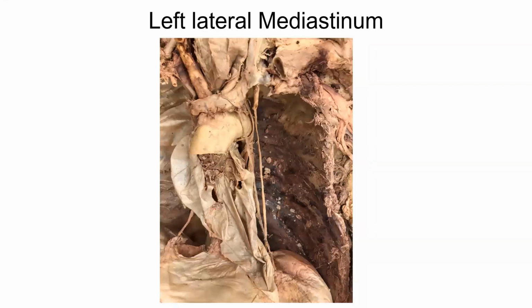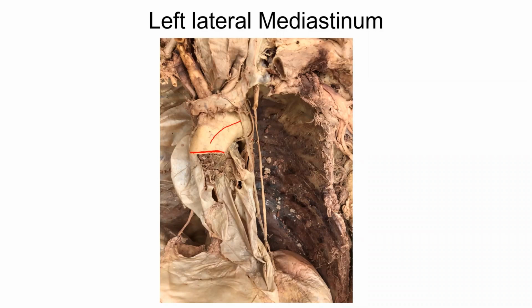So another view here, we're looking at the posterior mediastinum, but from a left lateral position where the heart has been removed, and we can see the remnants of that pericardial sac here. We can also see the cut surface of the arch of aorta. So here's that cut surface of the aorta. Here's that branching of the arch. And we can also see the branches of the vagus nerve.